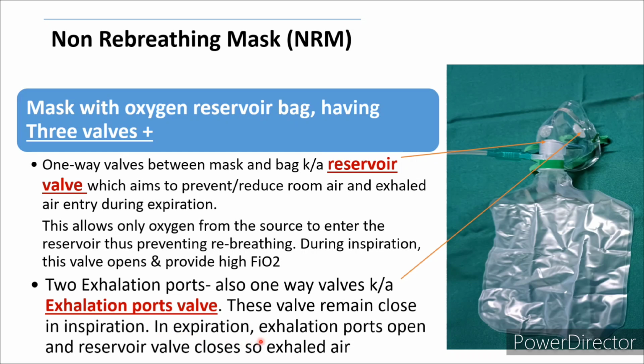So in expiration, the exhalation ports open and the reservoir valve closes. So exhaled air will go into the environment. So this is the main difference between NRM and PRM. This also contains the three one-way valves.